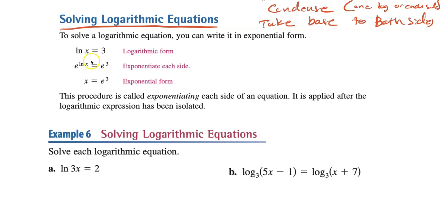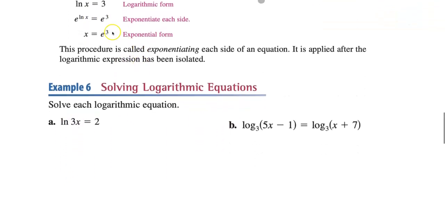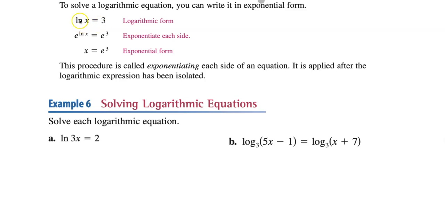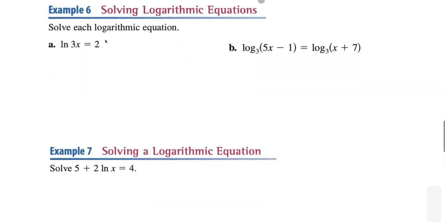Or like one log on a side. You can't have two logs on the same side, basically. So that's the main way to solve it. You can see here natural log of x equals 3. The base of a natural log is e, so you take e to both sides and you get your answer. So that's what I'm going to do here.